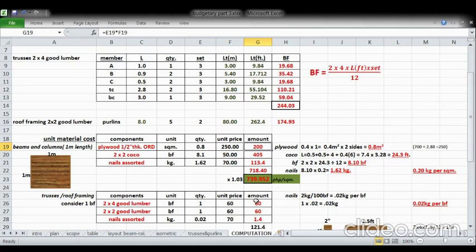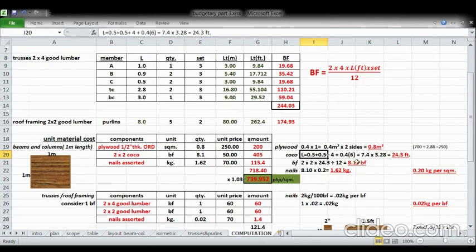Pesos per square meter. So the coco lumber, which is board foot, 8.1. How do I get 8.1? So I find the total length. The total length is 0.5 plus 0.5 plus 4 plus 4 plus 0.4 times 6, equals 24.3 feet, 7.4 meters times 2.8.